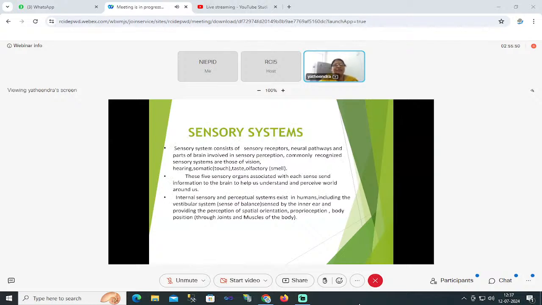So in the sensory system, besides our 5 senses, we have 3 more senses: vestibular, proprioception, and interoception. The 5 sensory organs, each associated with a sense, send information to the brain to help us understand and perceive the world around us. Internal sensory and perceptual systems exist in humans, including vestibular, which we receive through our inner ear. It provides a perception of spatial orientation. Then proprioception is the body position, which we receive through the joints and muscles of the body.